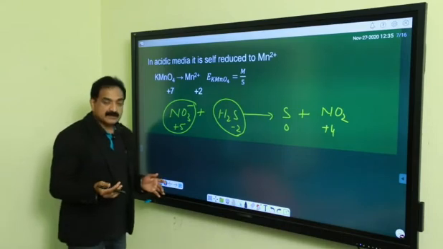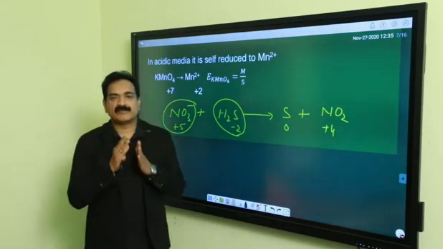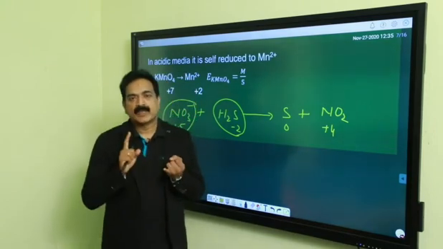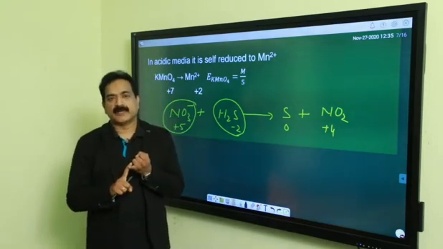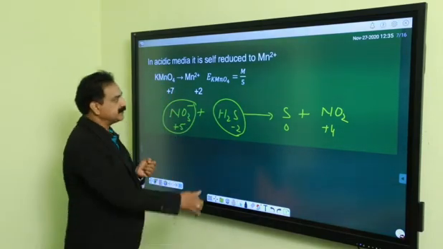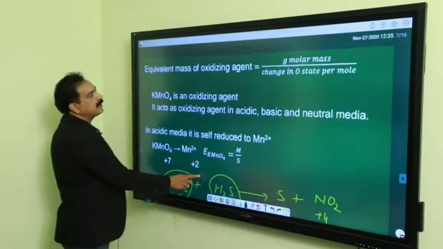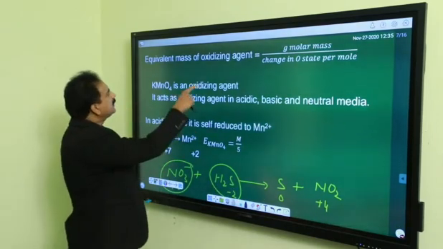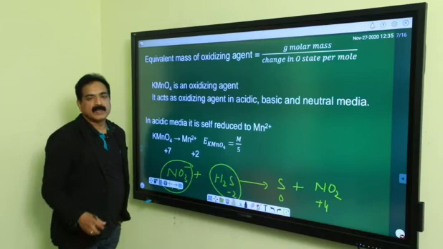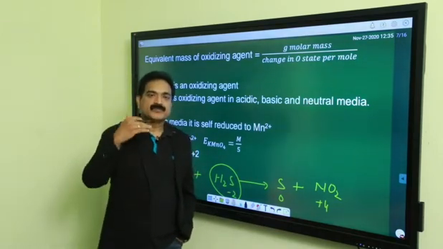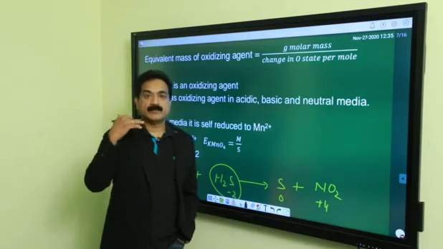There are certain oxidizing agents which are very important, and they are given in our NCERT syllabus. One is KMnO4, which you should be careful about, and the other is K2Cr2O7. These are the 2 oxidizing agents mentioned in our syllabus. So what is the equivalent mass? It is given by molar mass divided by the change in oxidation state per mole.